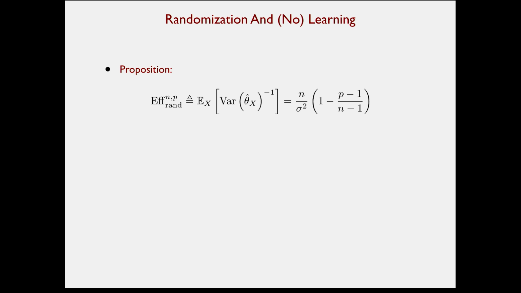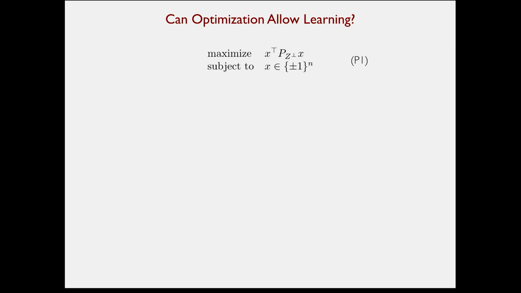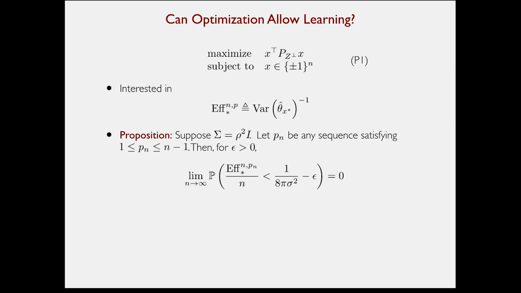It looks like this, and in particular, what that's saying is that if P were n minus 1, so consider this ensemble of instances where you grow the dimension of the covariate vector as you grow the number of samples, this is an extreme where you actually wouldn't learn. You want the efficiency to grow like n, and it's not going to grow like n. Ideally, we want this quantity to grow with n. So the question is, can optimization in this very extreme setting allow for learning? And the surprising answer is actually yes.